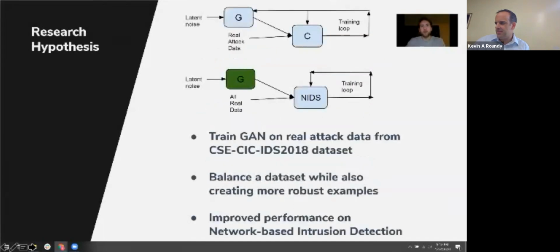With a GAN, we are able to model the behaviors of an attack by training on an openly available intrusion detection dataset. With that model, we are able to generate novel malicious examples that reflect the characteristics of the original attack. These new examples can then be used to balance the original training data between malicious and benign examples, and to train an improved network-based intrusion detection model.